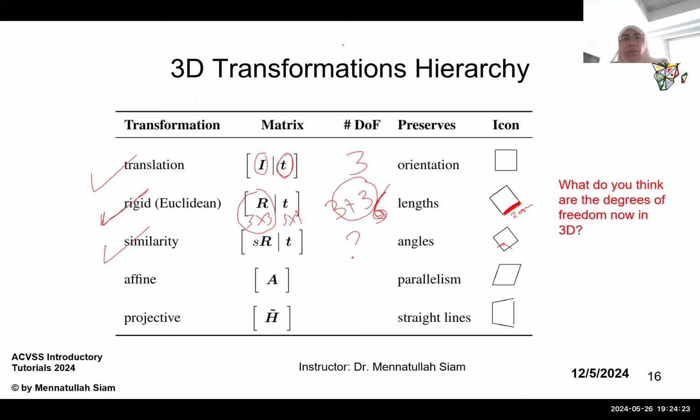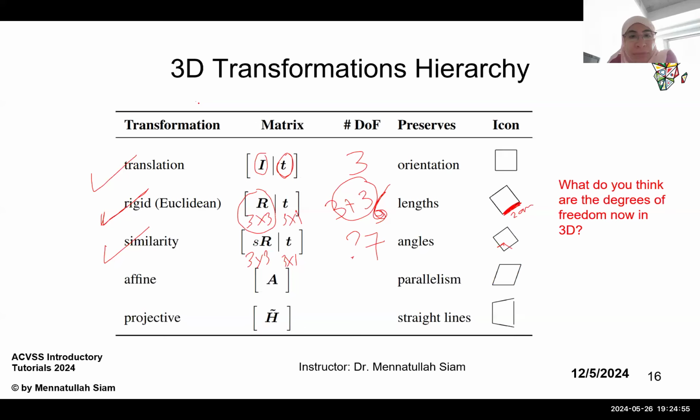Any suggestions? So I have here, this is a 3 by 3, and this is a 3 by 1. So in total, this matrix is a 3 by 4. And how many degrees of freedom? 7. Thank you, Rachel. Exactly, 7. Because we just added a scalar factor, and it's just one scalar factor for the isotropic. Thank you. And then we have the affine and the projective.